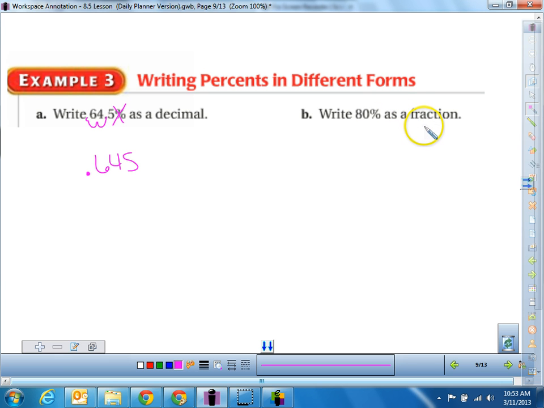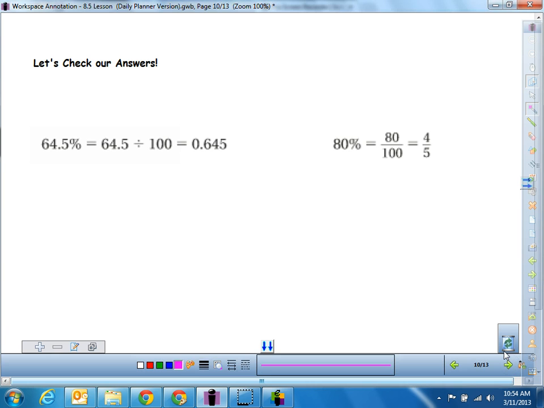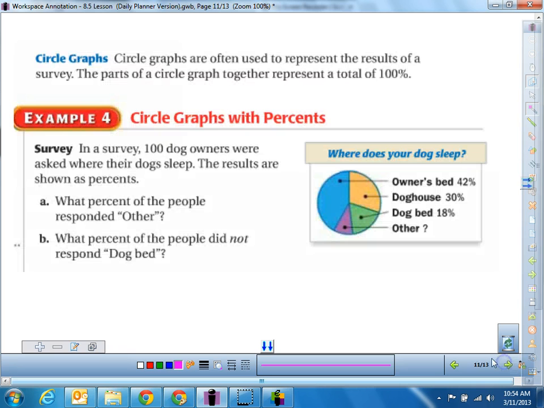So how about here? 80% as a fraction. Turn to your notes and find out what we did there. Again, we're dropping our percent sign, putting it over 100, and then simplifying. We can drop one set of zeros. So now we have 8/10. 8/10 can be cut in half, and we have 4/5 once we divide it by 2. And that's as far as we can go. 4/5 is our answer there. Good job. There we go. Look at our answers worked out perfect.